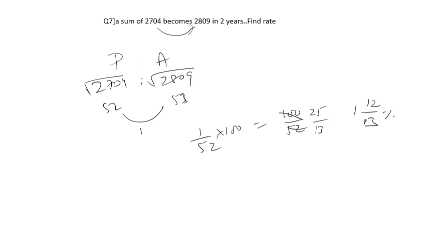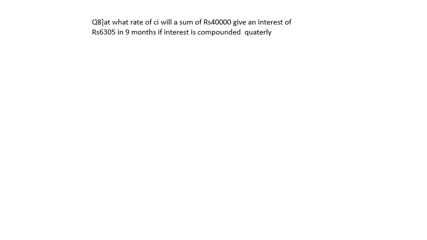Now moving to the next question, guys. Just pause the video, try the question by yourself, then go ahead with the solution part of it. Just check it. At what rate of CI will a sum of 40,000 give an interest of 6305 in 9 months? Okay, if interest is compounded quarterly.